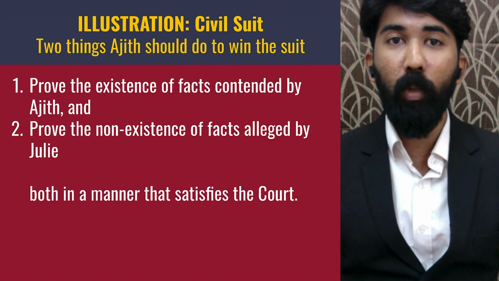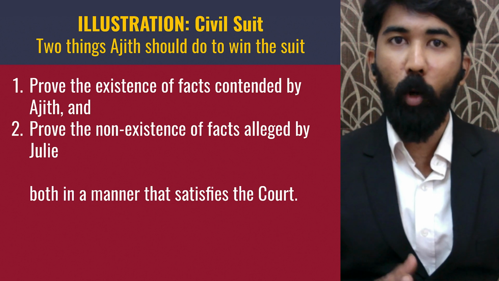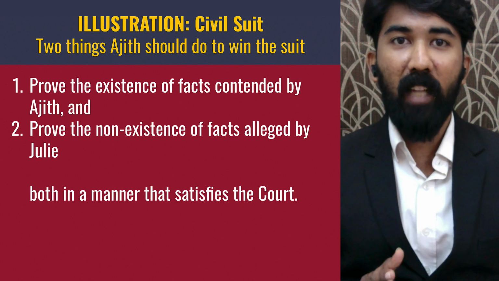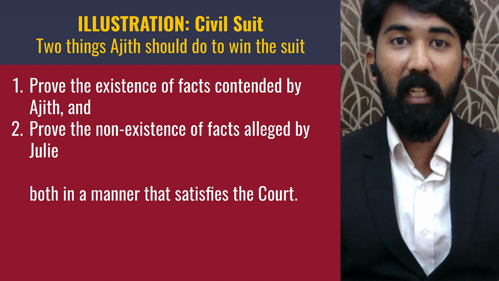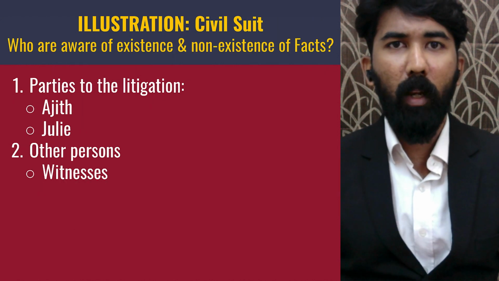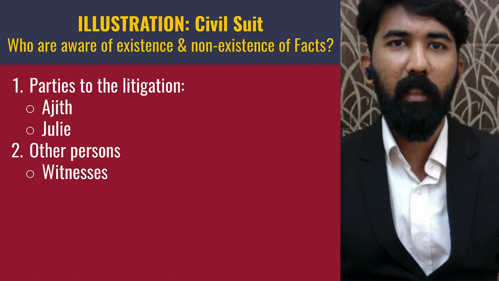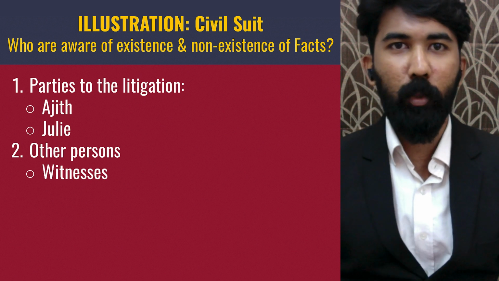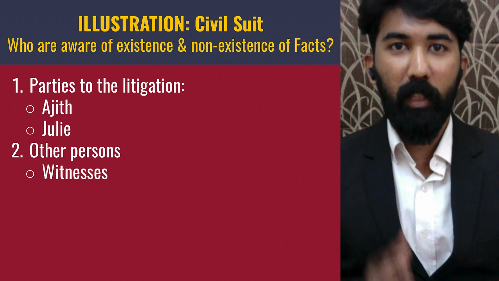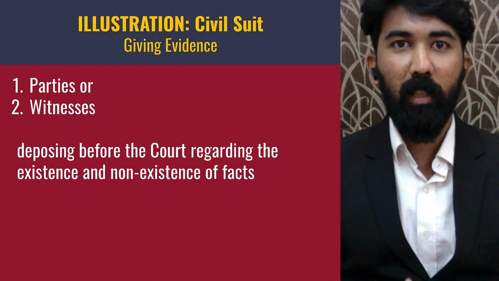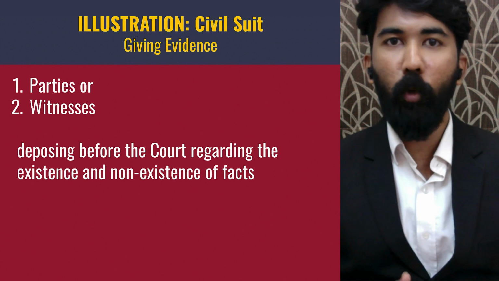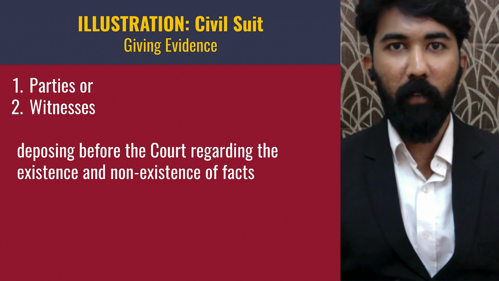For Mr. Ajit to win the suit in scenarios 3 and 4, he has to do a lot of work. Primarily, he has to prove two things. One, he has to prove that the facts that he contended exist and the facts that Ms. Julie contended do not exist, both to the satisfaction of the court. So, who all are aware of the existence and non-existence of facts? Of course, firstly, it's the parties to the suit. In our case, Mr. Ajit and Ms. Julie. And apart from those two, it's the witnesses. So, Mr. Ajit, Ms. Julie, and the witnesses deposing regarding the existence and non-existence of facts before the court of law is what we call the process of giving evidence.